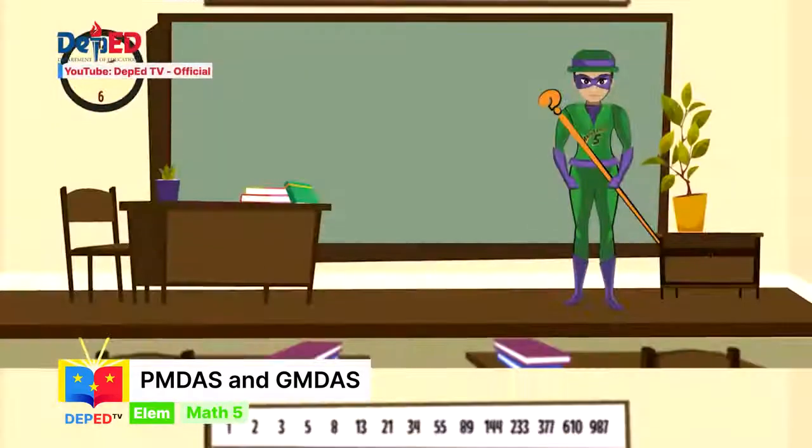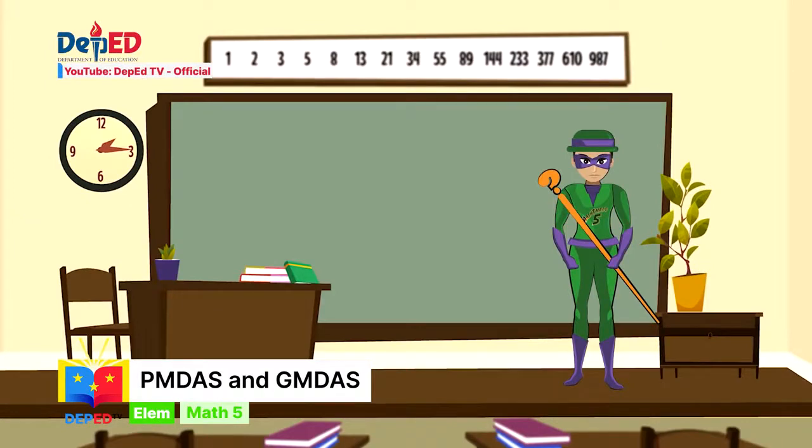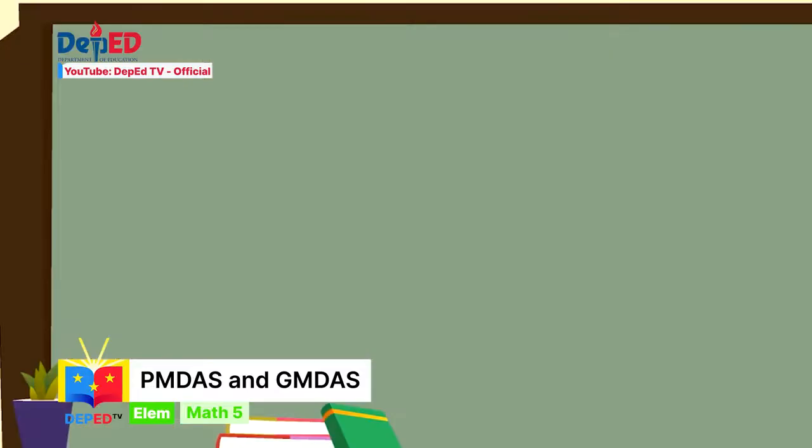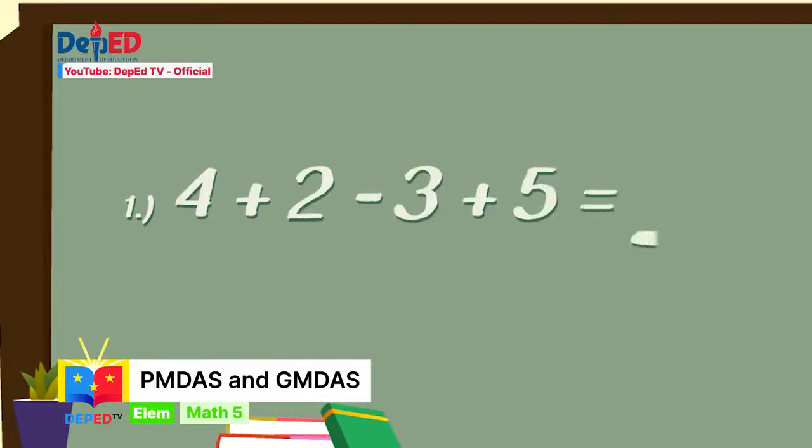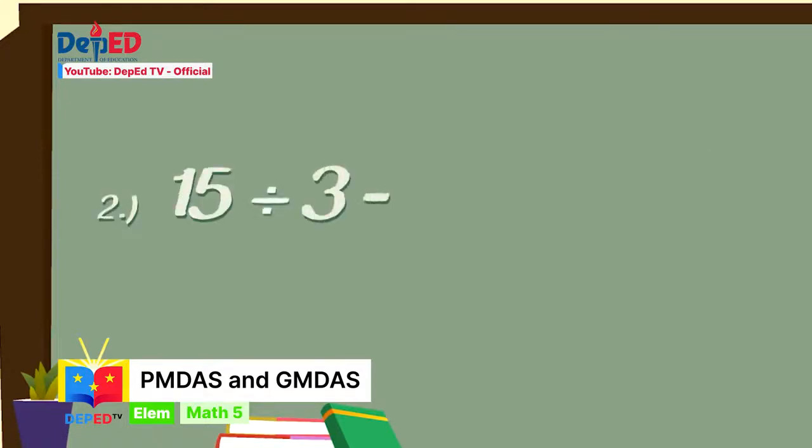Let's review more. For today's Super Drill task, you need to find the final value of the given operations using the PMDAS rule. Perform the given operations and find their final values. You have 10 seconds to answer each item. Number 1. 4 plus 2 minus 3 plus 5 equals blank. The answer is 8. Number 2. 15 divided by 3 minus 2 times 2 equals blank.